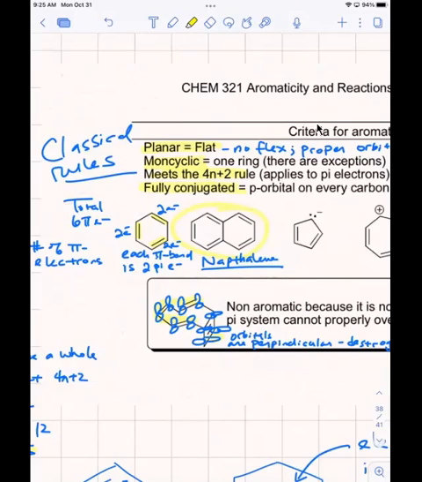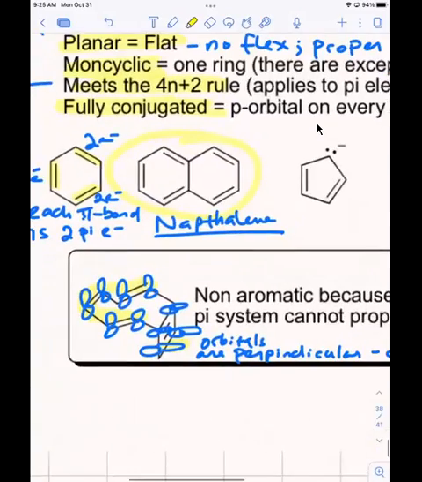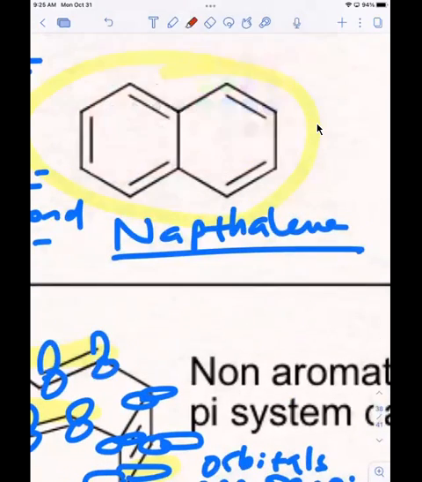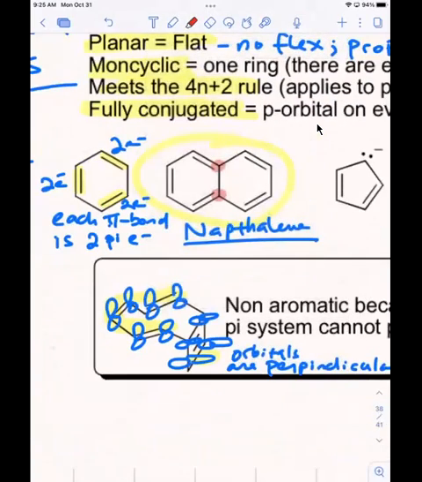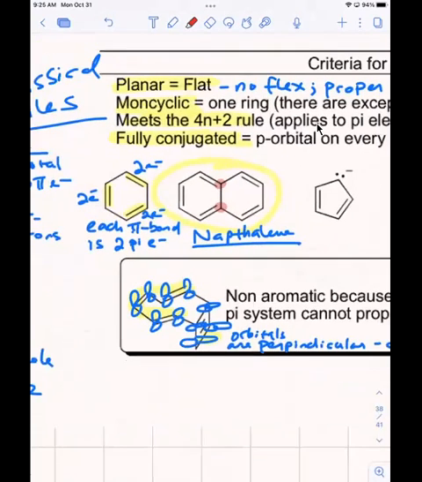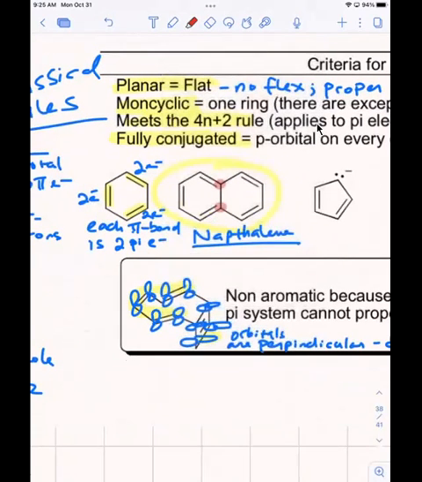So what about naphthalene? Is it fully conjugated? Let's answer that question. We know it's flat because those two rings fuse together, right? These two carbons right here are both sp2, and so they're going to keep that ring rigid. There's no flex in that ring because of that bond angle of 120 degrees. That system is completely flat, completely planar. So, bypassing the monocyclic rule, because this is obviously an exception, is it planar and is it fully conjugated? We can test for the 4n+2 rule in a second, but is it fully conjugated based on our definition?